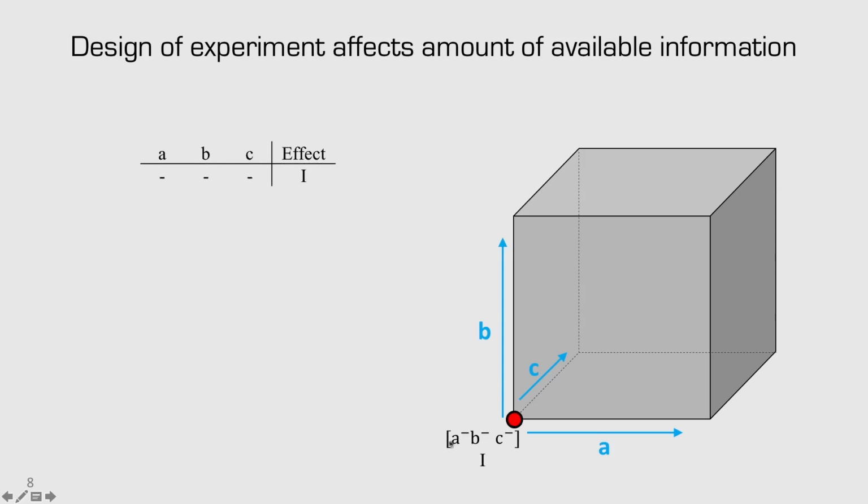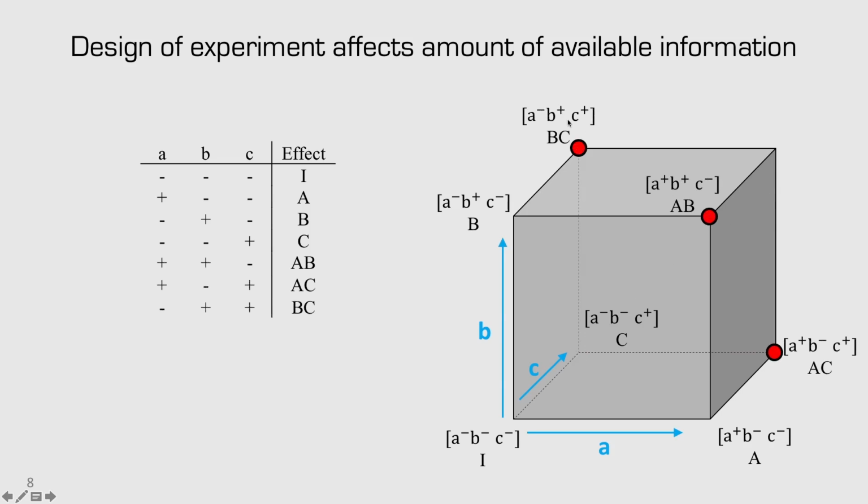At the origin, all 3 effects are negative. This corner represents the effect where A is positive but B and C are negative. This corner represents when B is positive but A and C are negative. And this corner represents when C is positive but A and B are negative. We also have the two-way interaction terms between AB, BC, and AC. And finally, the corner where all effects are positive.